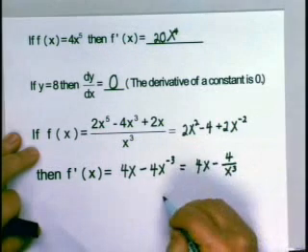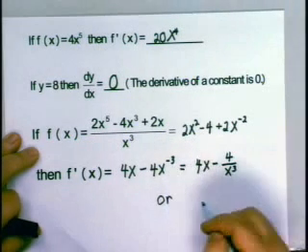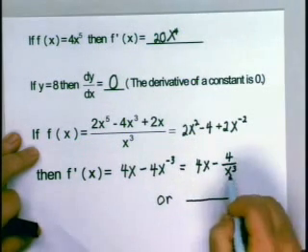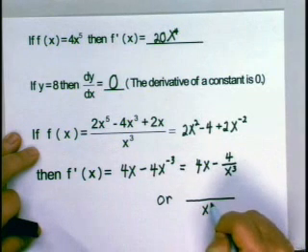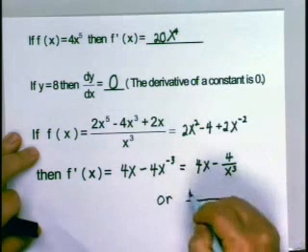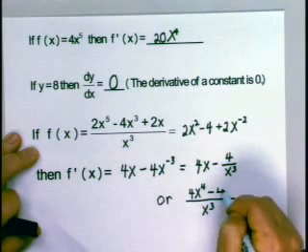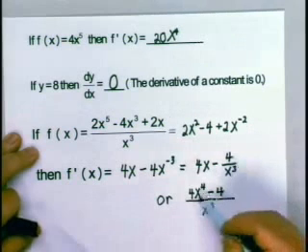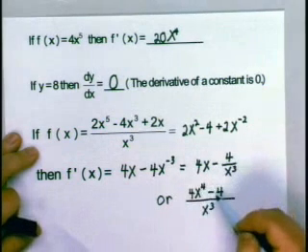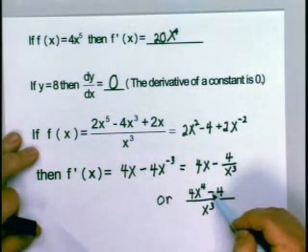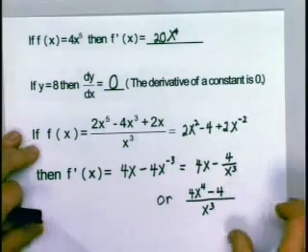If you want to rewrite this answer as a single fraction, then we would keep the denominator x to the 3rd, and this first term would convert to 4x to the 4th power, and then we still have our minus 4. So the derivative would be the quantity 4x to the 4th minus 4 divided by x cubed.